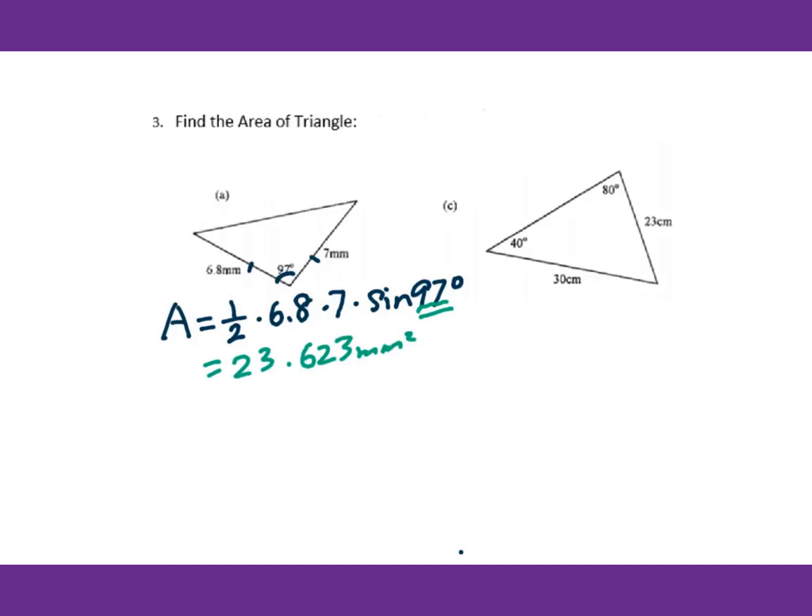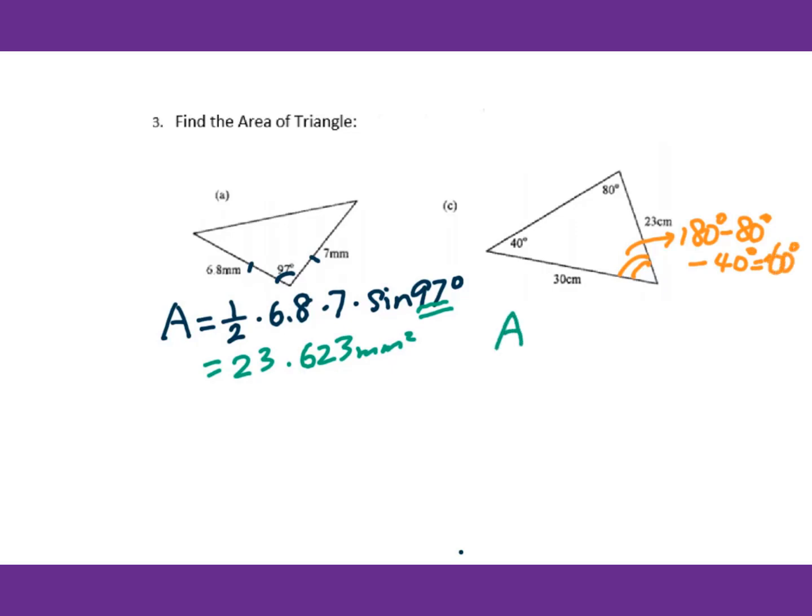Answer will be 23.623 millimeters square. For number C, we need to figure out the included angle. As we know, the sum of all angles in a triangle is 180. Therefore, for the included angle, it will be 180 degrees minus 80 degrees minus 40 degrees. That's 60 degrees.